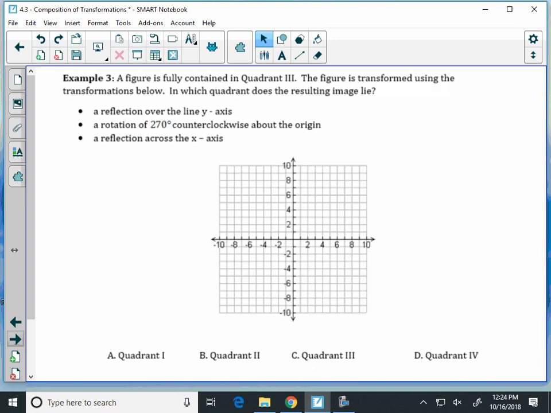So in example 3, it says a figure is fully contained in quadrant 3. The figure is transformed using the transformations below. In which quadrant does the resulting image lie? And it gives you 3 transformations. So it's helpful if we first label what our quadrants are. Okay? I'll give you the first one.